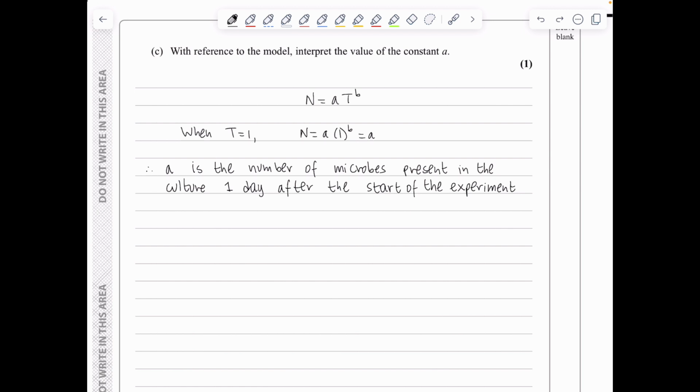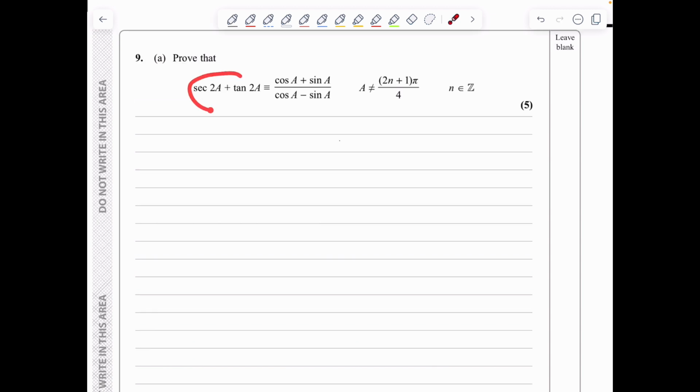In 9a, we are asked to prove that sec of 2a plus tan of 2a is equivalent to cos a plus sin a over cos a minus sin a. Well, it's the classic first part of a trigonometric question where you need to show an identity is true. So you can either go from left to right or from right to left, but in any case you need to be showing every single step along the way to claim full marks.